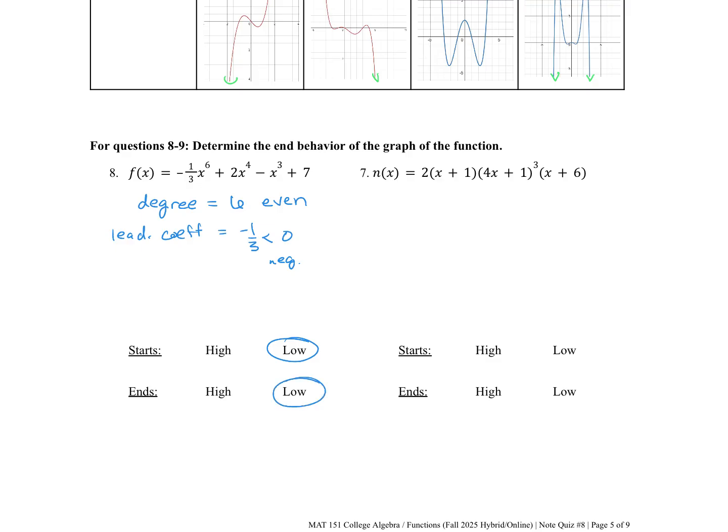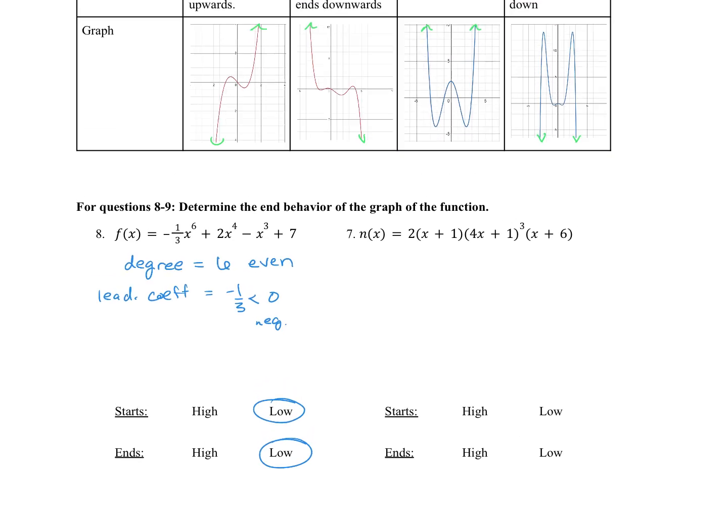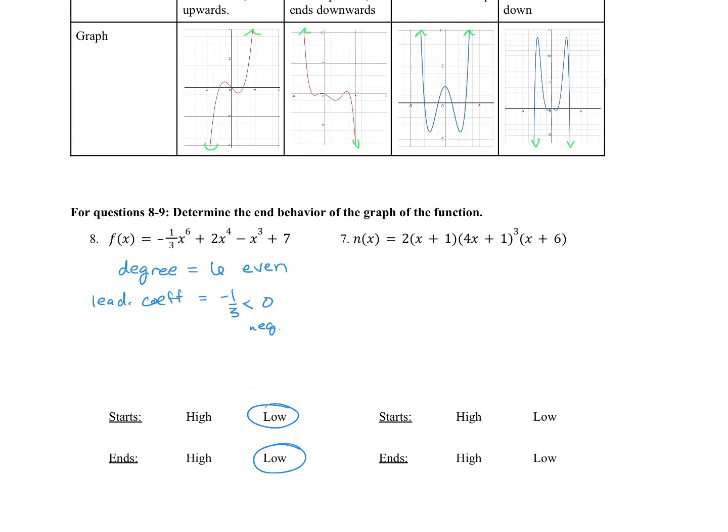By the way, if you have a polynomial that is not in the proper order, it's always a good idea to put it in descending order with the powers counting down before you answer such questions. Otherwise, it gets really confusing.